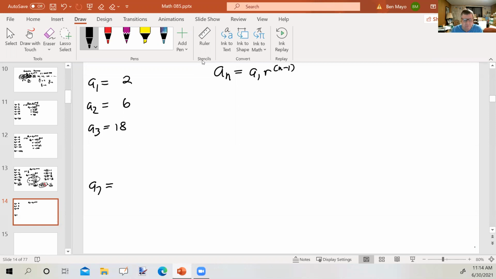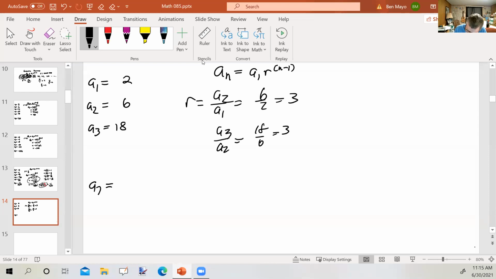But recall, to find the common ratio, take any term in the sequence divided by the previous term. For instance, let's take a sub 2 divided by a sub 1. 6 divided by 2 is 3. Let's try this a different way. Let's take a sub 3 divided by a sub 2. Oh, that's also 3. So again, the common ratio is 3. Okay? Any questions on how I found that?